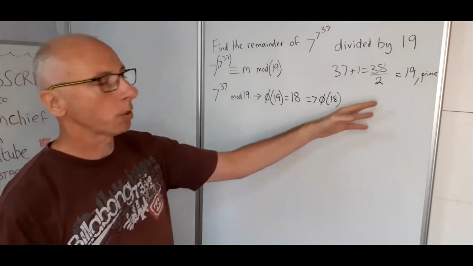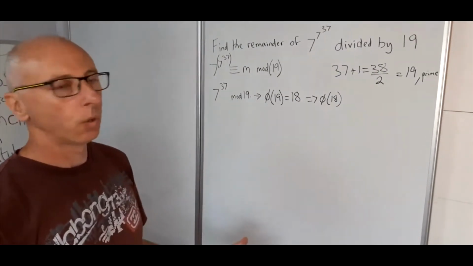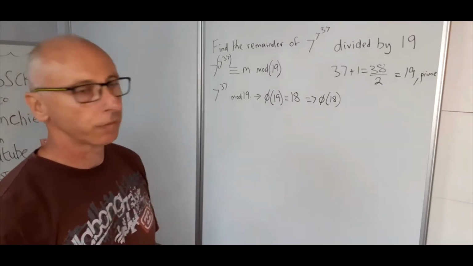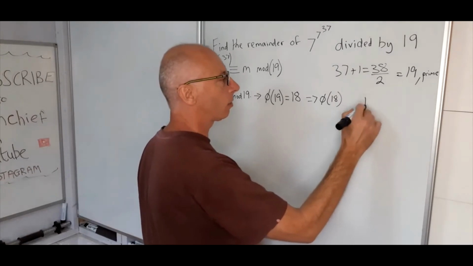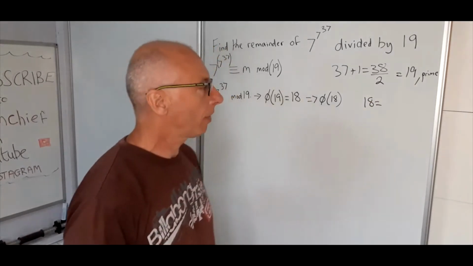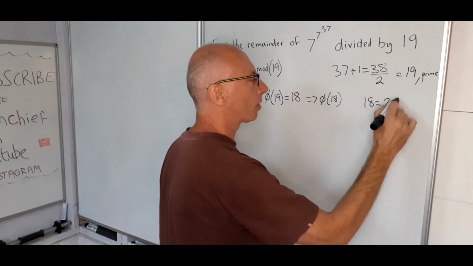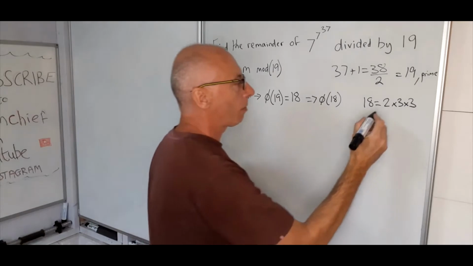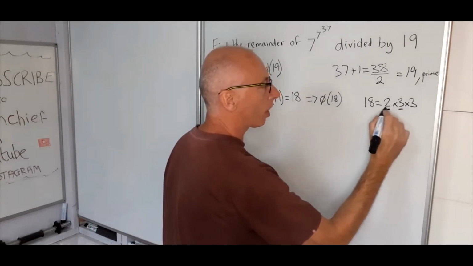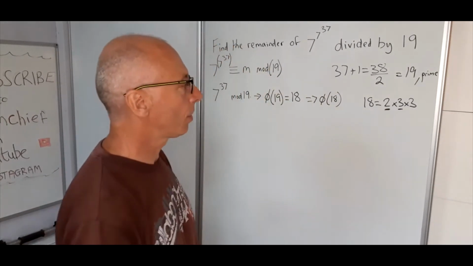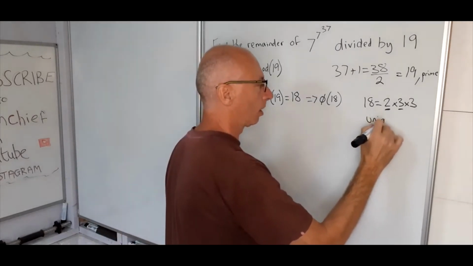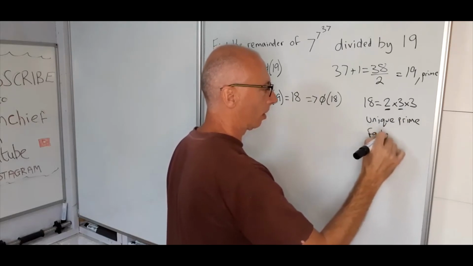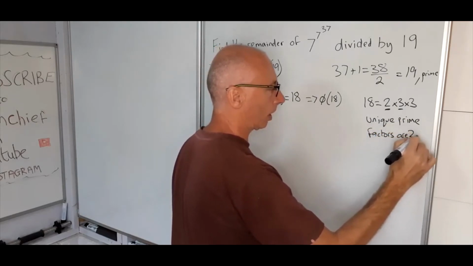Now we can list all the numbers 1 to 18 and work them out, or we can use another formula for finding Euler's totient function. For 18, we know that 18 has prime factors 2 times 3 times 3. So from that, its unique prime factors are 2 and 3.